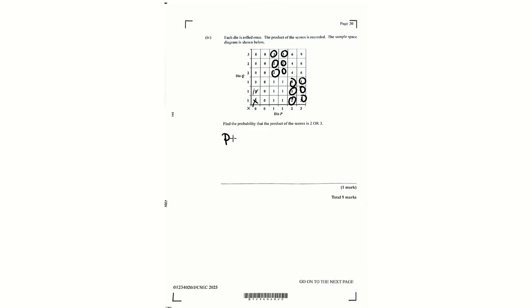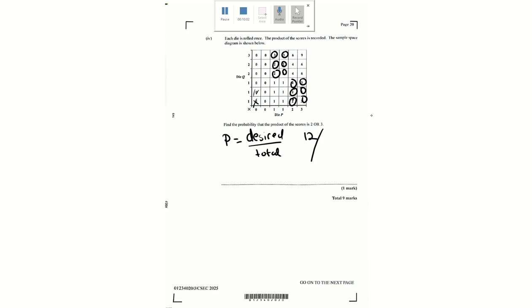So again, probability is your desired over your total. What is your desired? That you scored 2 or 3. So there's 12 times out of, how many in total? There's 6 here and 6 here, 6 times 6 is 36, so it will be 12 out of 36. 12 goes into 36 3 times, so it will be a third. So if the score is 2 or 3, the probability would be a third, and that is how you would do this question for January 2025.